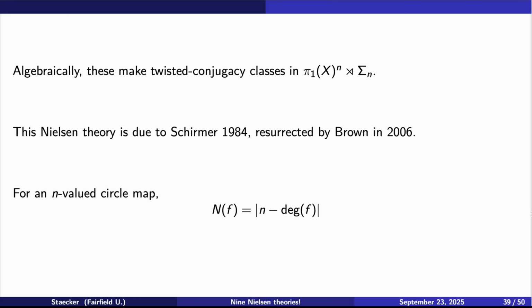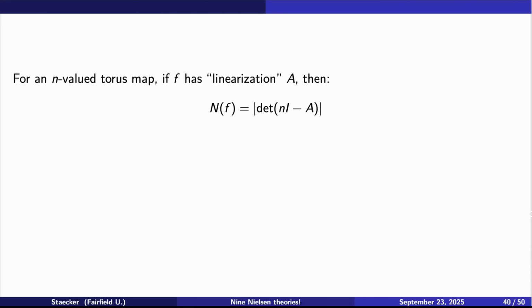Anyway, here's the formula for a circle map. I wrote it the other way around. But remember, this used to be 1 in degree. For n-valued, it's n. Very nice, in my opinion. All right? And for a torus, it looks like this. N times the identity matrix. Instead of, it used to be just the identity matrix.